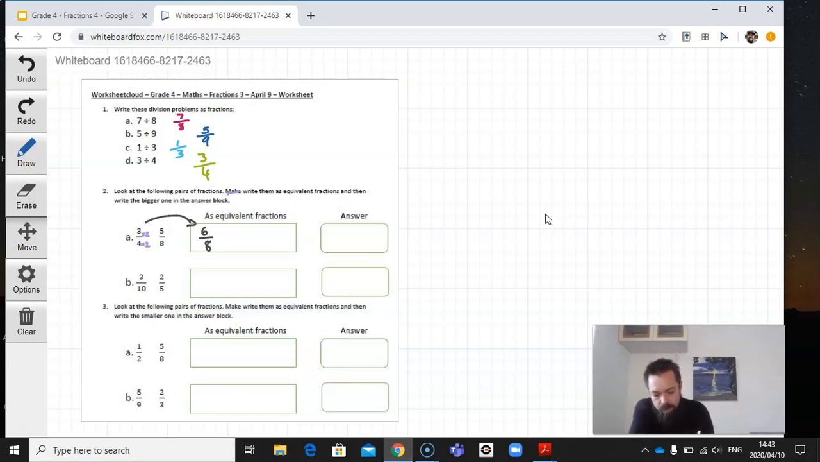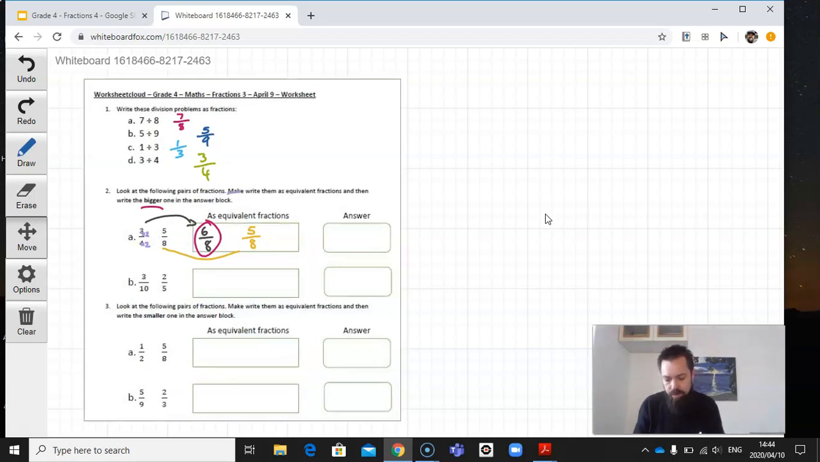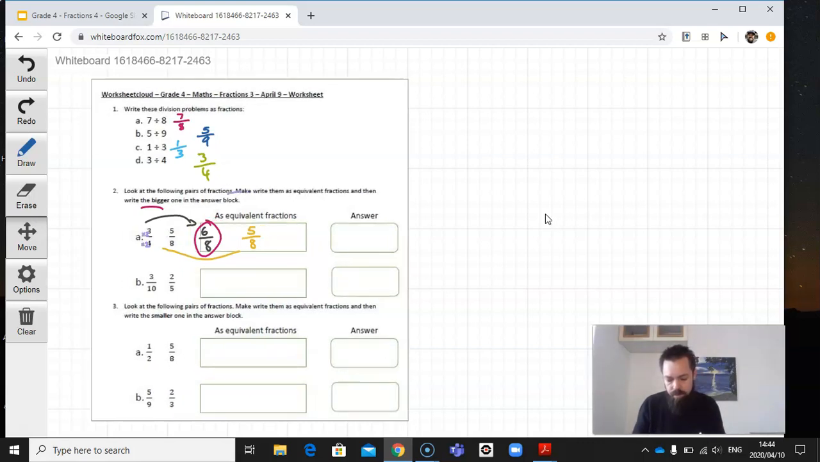This one, I'm not going to change at all. It stays the same. So the question asks me to write the bigger one in the answer block. So this is the bigger one. I will accept both, I will accept the answer as either this number here or this number here. Let me move this across a bit.